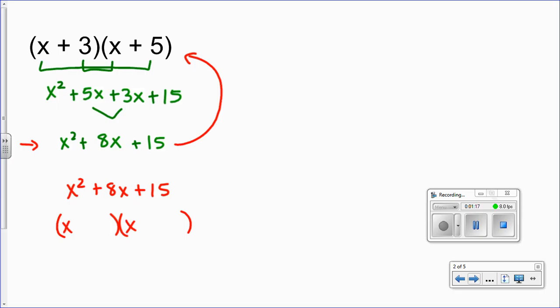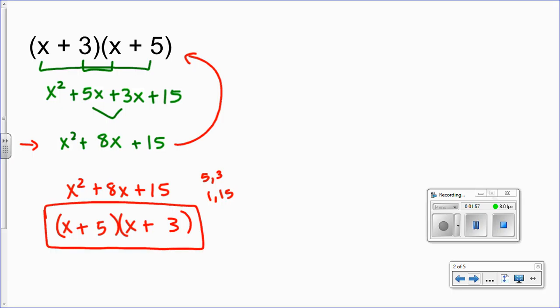And then I know that the last two numbers need to multiply to give me 15. And then my outer and inner need to add to give me 8. Okay, so if I think of factors of 15, I think of 5 and 3, and then there's also 1 and 15. But I know it's going to be 5 and 3 because that will help give me the 8. It's a positive 15, so I either need two positives or two negatives, but since 8 is positive, I need two positives. All right, so that is what we're going to be doing.